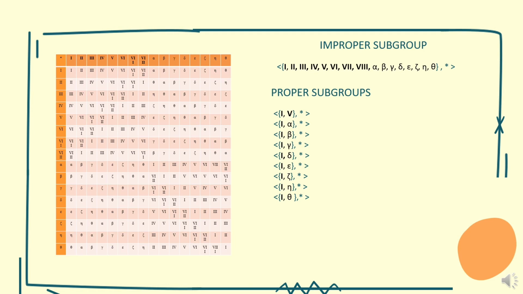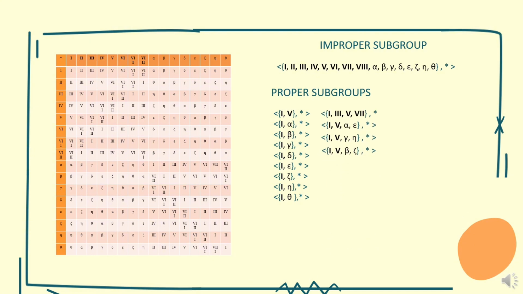Next, Roman numerals 1 and delta under the binary operation star is a subgroup. Next, Roman numerals 1 and epsilon under the binary operation star is a subgroup. Next, Roman numerals 1 and eta under the binary operation star is a proper subgroup. And lastly, Roman numerals 1 and theta is a proper subgroup under the binary operation star.